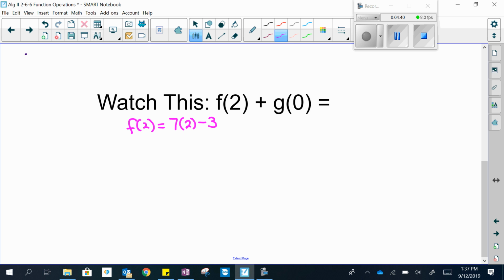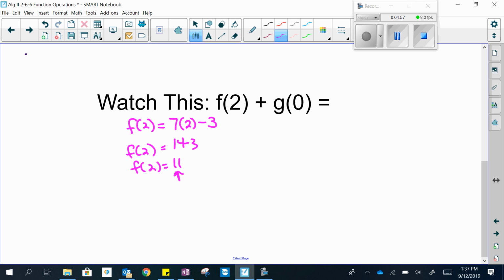So let's all work that out and get what is f of 2? Yeah, y'all know what it is? 14 minus 3. So f of 2 equals 11. All right, so that's f of 2.